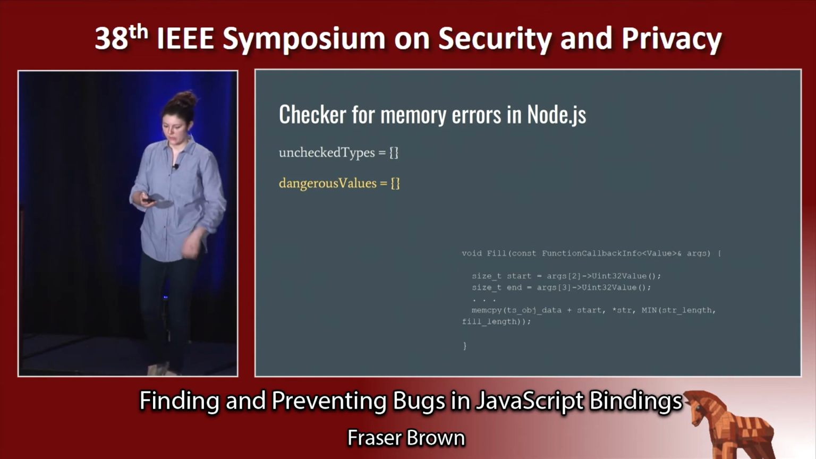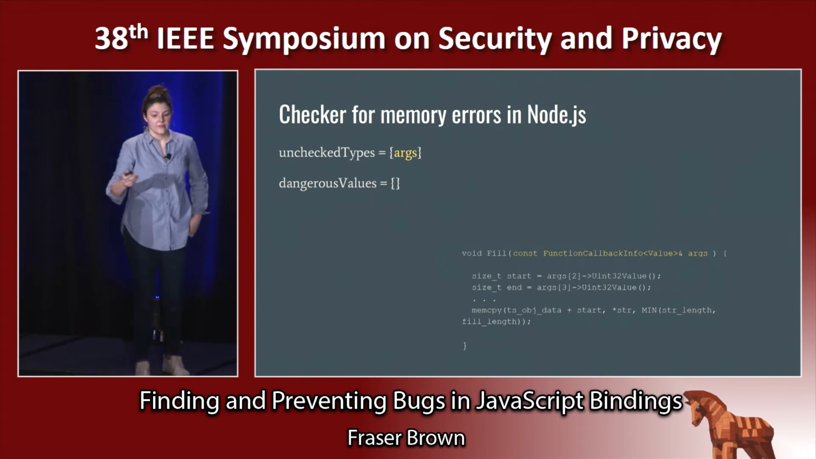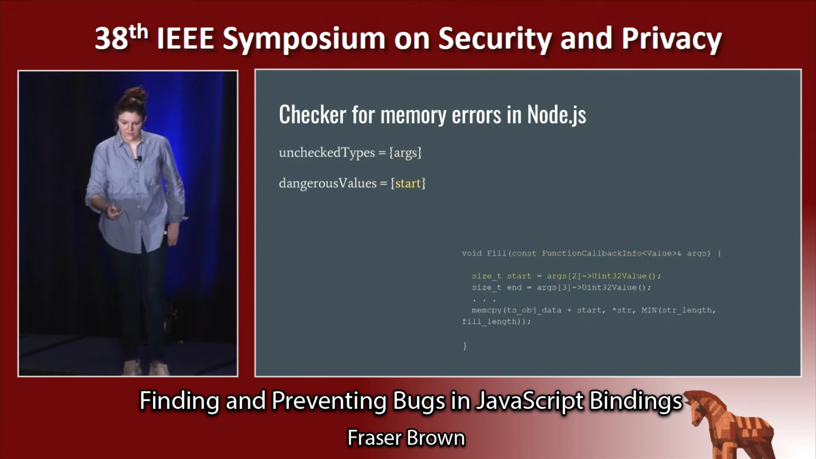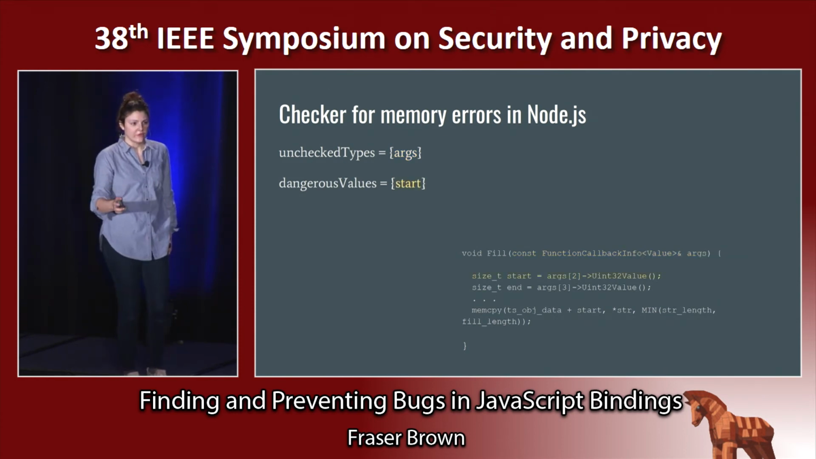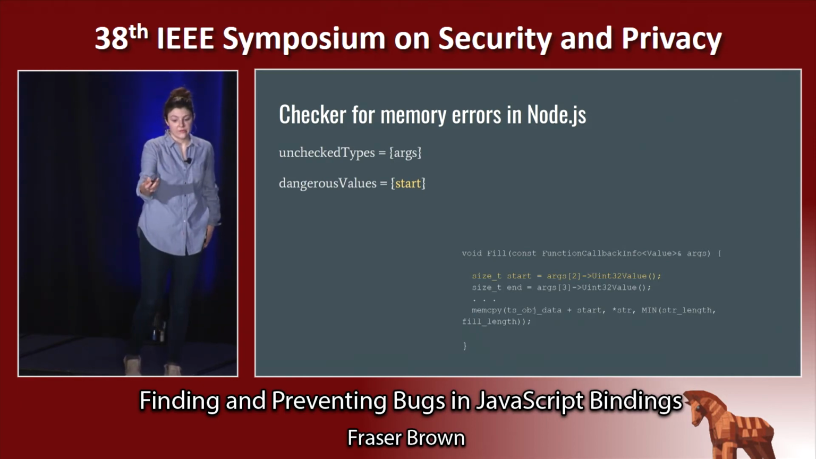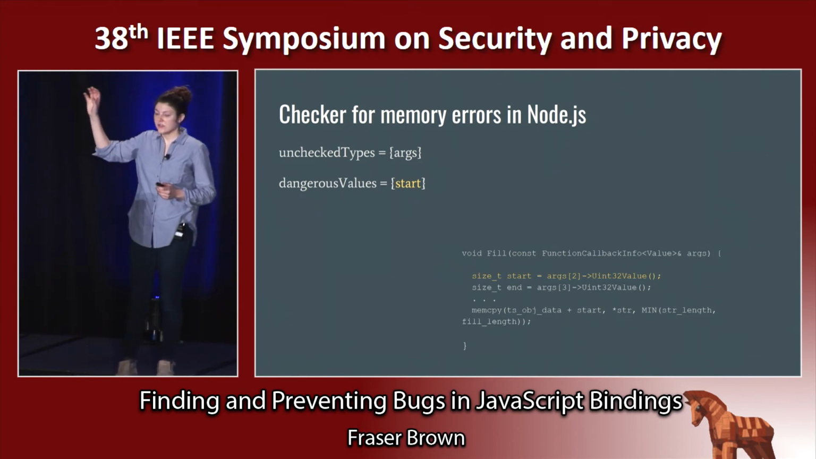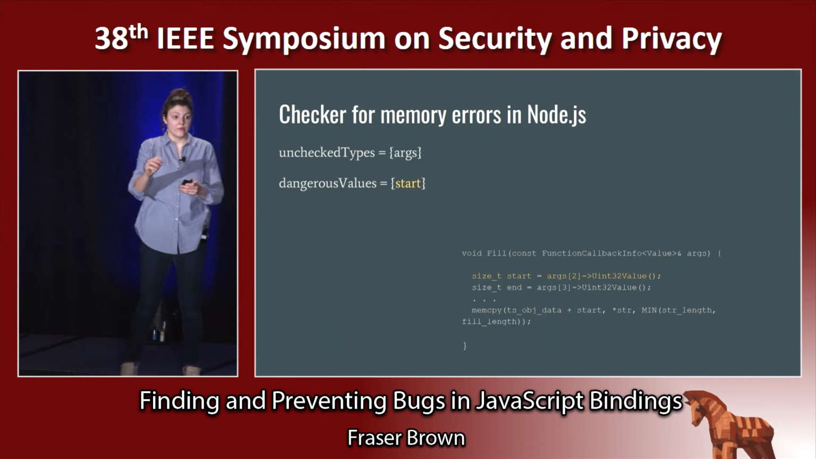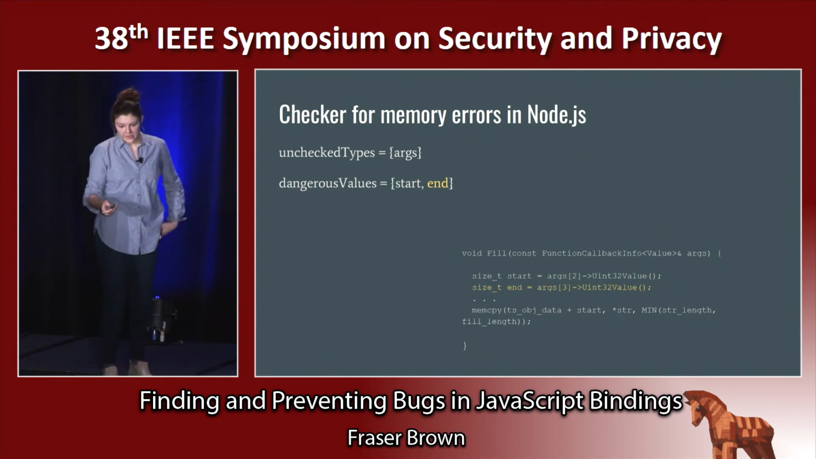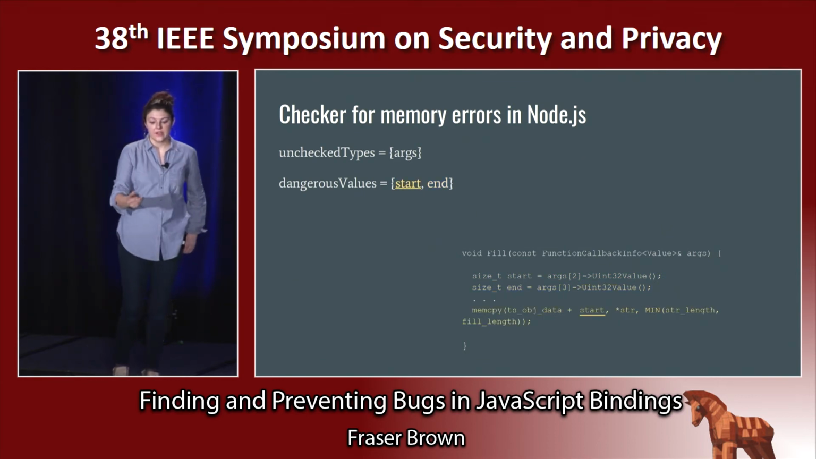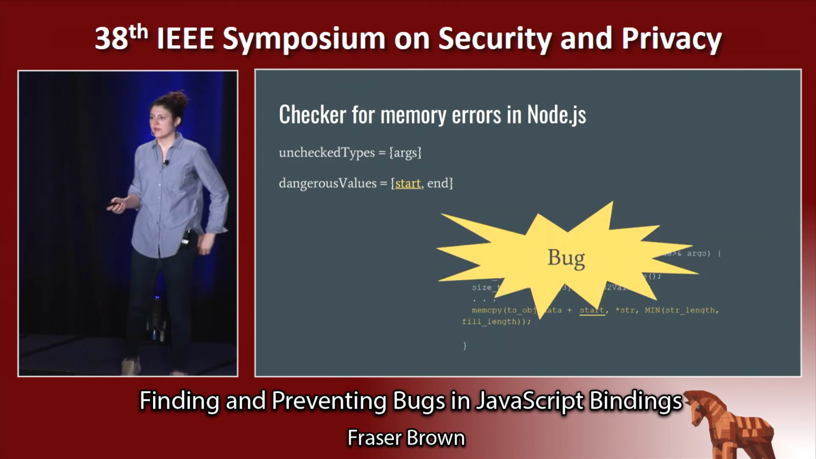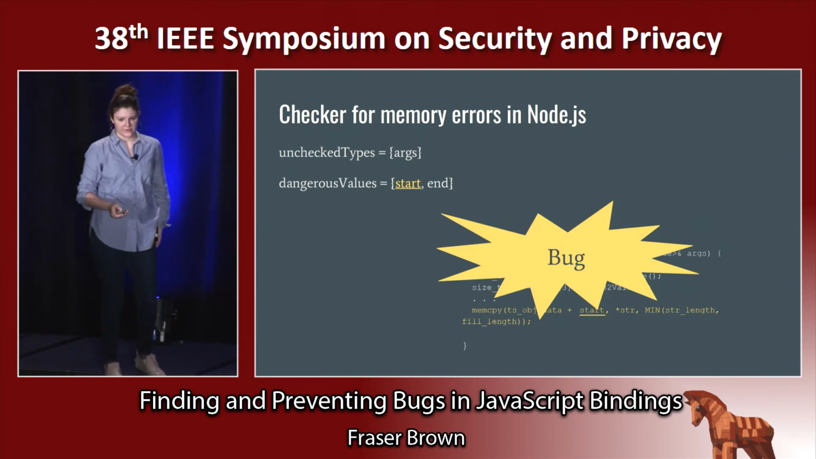Anytime that's assigned to a variable, that variable goes into dangerous values. This becomes a little more clear when we walk through it. First, args is the argument to fill, so we're going to add it to unchecked types because it hasn't yet been explicitly type checked. When we get down here, we see that uint32, an implicitly casting function, has been called on args[2], and args[2] has not been type checked, right? So this could potentially call back into user JavaScript, allowing user JavaScript to affect the value of start. So we're going to add start to dangerous values. Same thing with end, and then because start shows up in this memcpy and in dangerous values, we're going to flag a bug. This checker, I think, found 5 memory errors in Node and 1 false positive.